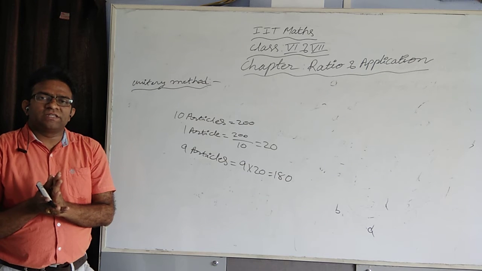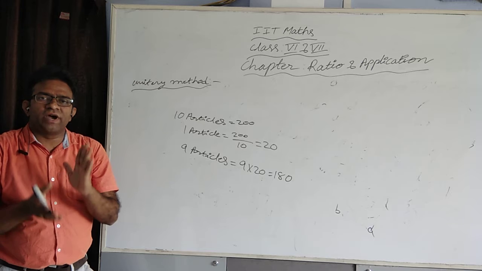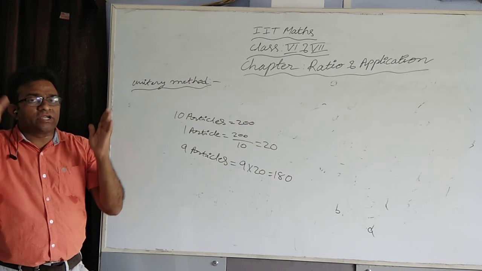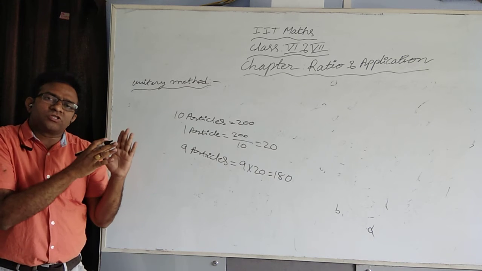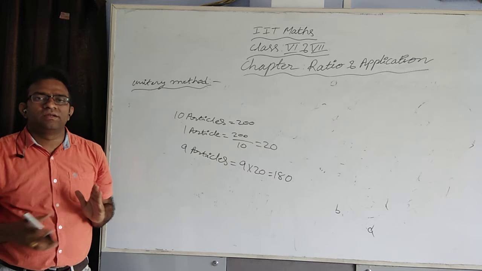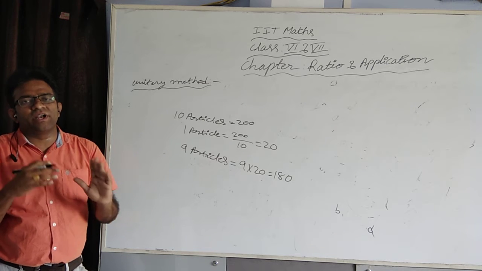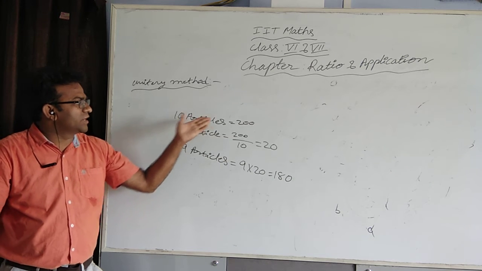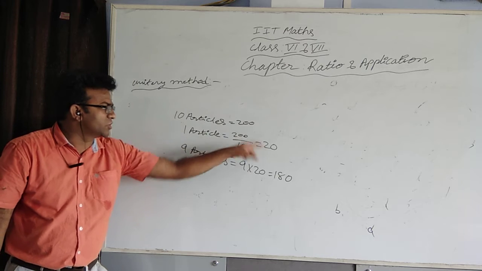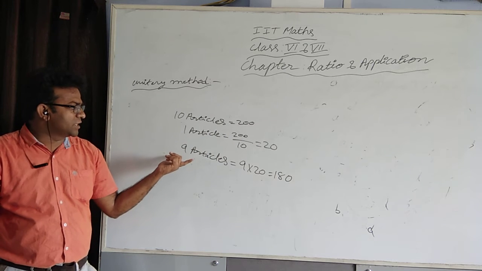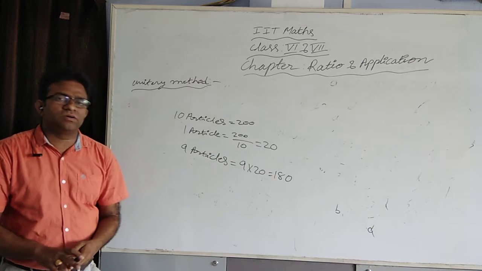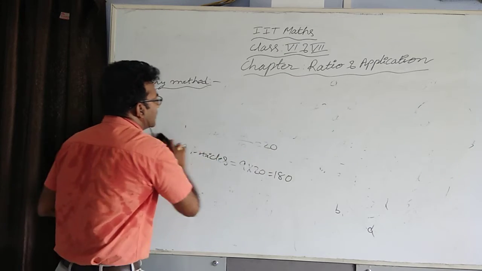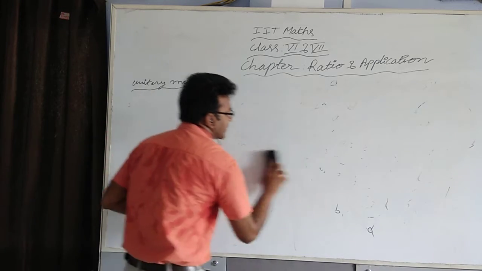Unitary method is nothing but if we know the cost of one article, then we are going to find out the cost of the required number of articles. Okay, sometimes they are going to give the cost of some articles. From those, we are going to find out the cost of one article. Then we are going to find out the cost of the required number of articles. So here I have taken this example. Cost of 10 articles is 200. Then cost of one article is 20 rupees. Then for the required number of articles, 9 articles cost is 9 into 20. That is equal to 180. Okay. Next we are going to see profit and loss.